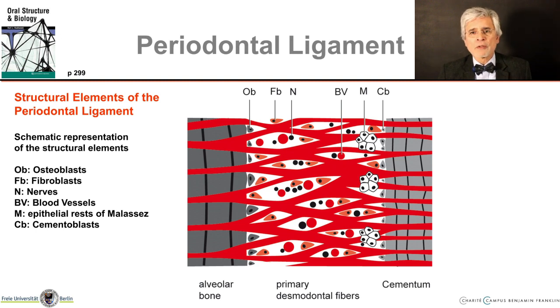And normally this is not a problem, but in some patients they can develop epithelial cysts. So if you see something suspicious in the dental radiograph, it could also be an epithelial cyst, if such Malassez epithelial remnants have become active again.